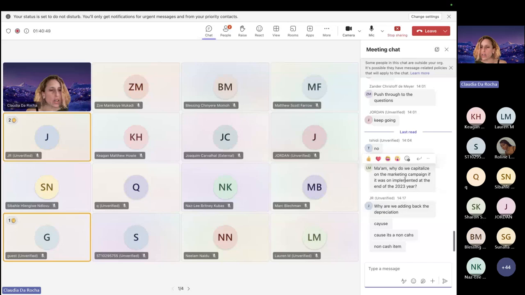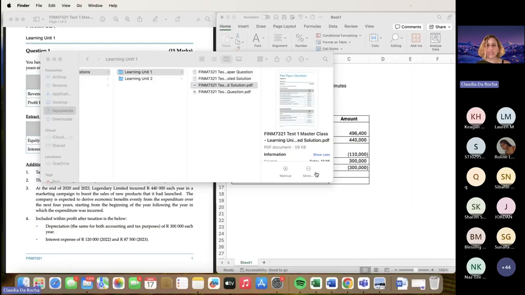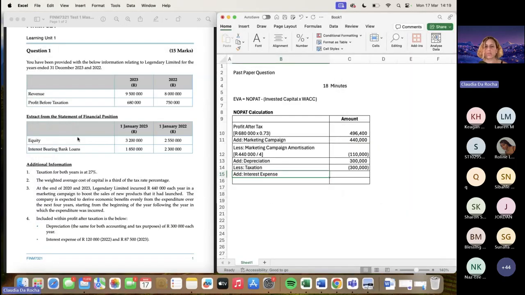Okay, so let me just reshare the window. Okay, so I'll answer that. Yeah, there we go. So JR, we are adding back depreciation because it's a non-cash item.